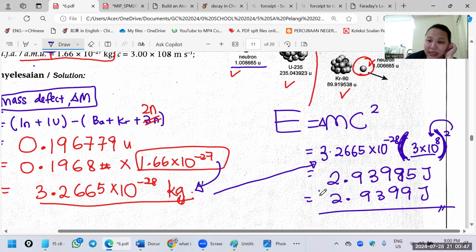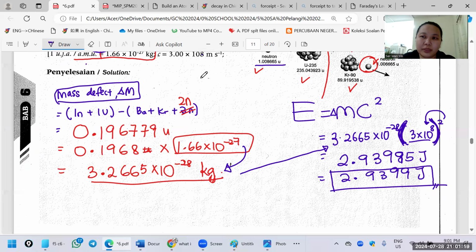Looks very less, huh? But don't forget this is for one atom only. One atom. Some more, a nuclear bomb is a huge number of atoms. And some more it has chain reactions. So I don't know, billions or trillions, I'm not sure.